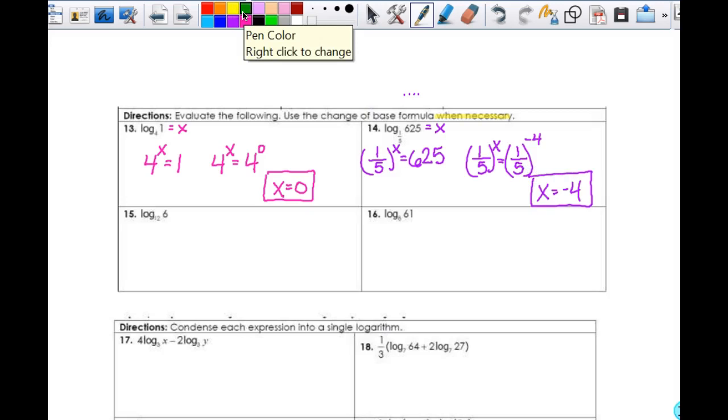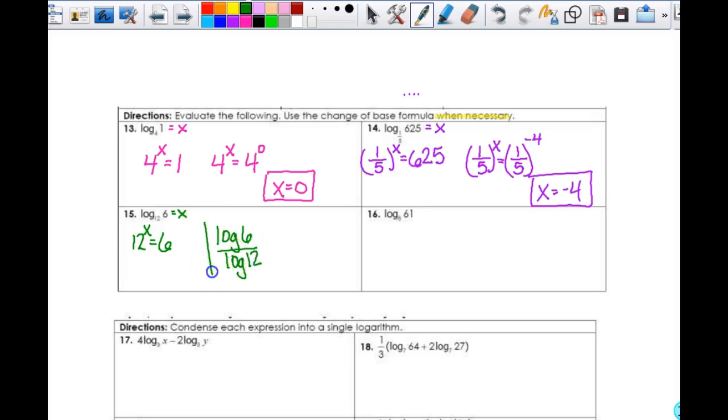All right, so here, if I set this equal to x, then 12 to the x power equals 6. So this is a true statement, but I cannot get a common base here because there's not anything I can get to either one of these to make a power that'll work, which means this is one that would require the change of base. So that means that the log of 6 over the log of 12 is my answer. And we just leave it like that.